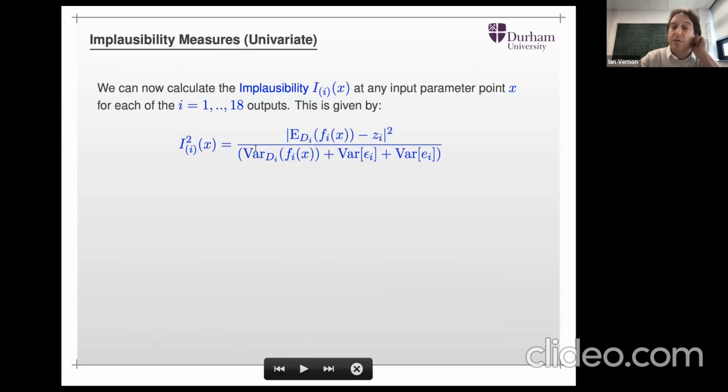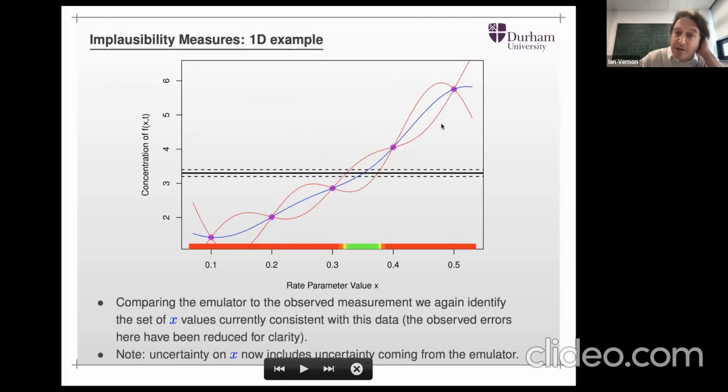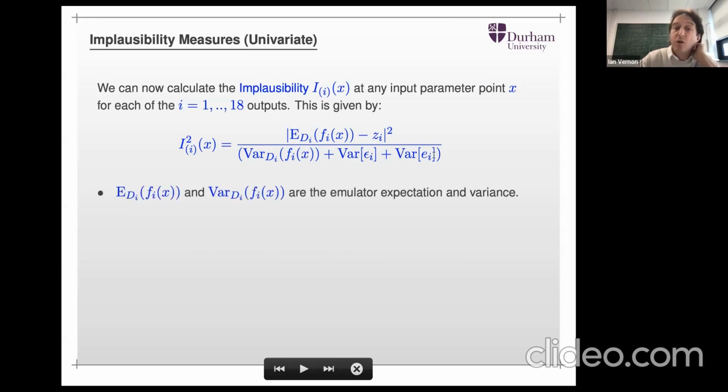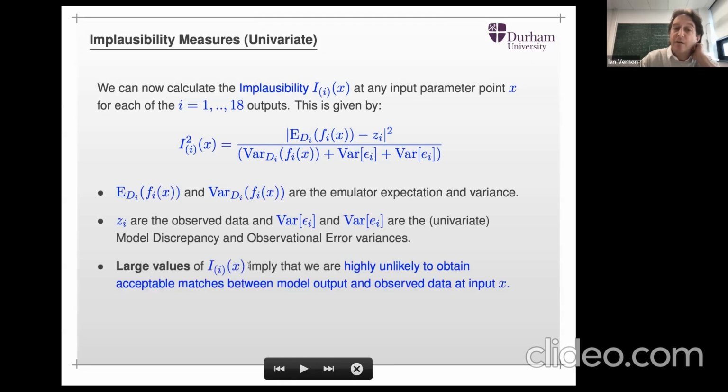An implausibility measure looks like this. It takes the emulator expectation, that was our blue line, and looks at the distance between that and the observed data, and says, if that is high, then we have a problem. This value of x will be bad, and we paint it red. So that is literally saying, if that's the emulator expectation and that's the observed data, this is a big distance, then this is a rubbish x value, and we paint it red. But it is standardized by all those uncertainties: there's the emulator uncertainty, there's the model discrepancy, and there's the observed error. So the bottom line is that large values of I(x) imply that we are highly unlikely to obtain acceptable matches between model output and observed data at input x.